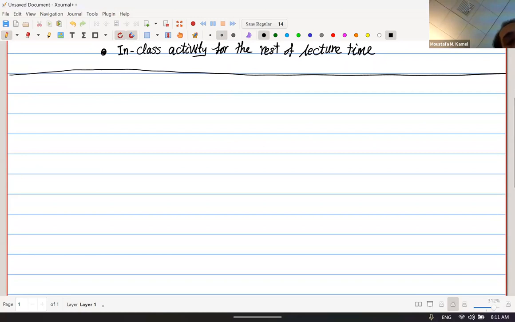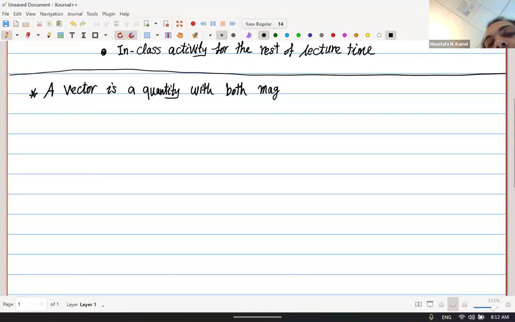Okay, so as we said yesterday, a vector is a quantity with both magnitude and direction, whereas a scalar is a quantity with only magnitude. So a vector is a quantity with both magnitude and direction.